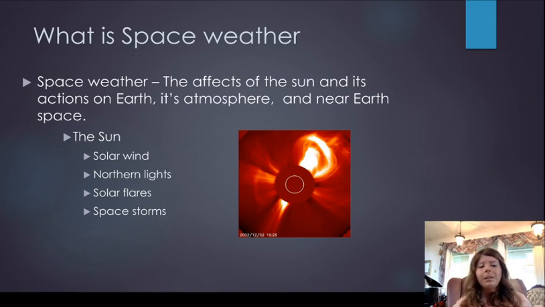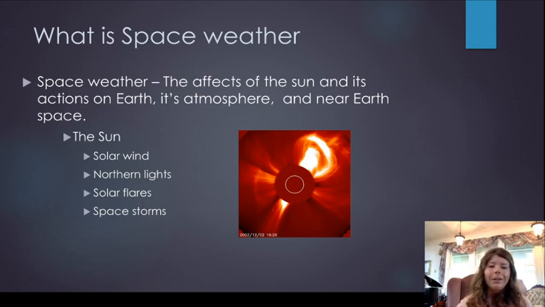More simply put, space weather is the effects of the sun and its actions on Earth, its atmosphere, and near-Earth space. One of the most common effects of space weather is the northern lights. Other phenomena can include the solar wind, solar flares, and space storms. Space storms in particular play an important role in the actions on Earth, as they can cause fluctuations in the Earth's magnetic field, which can cause phenomena at the ground.